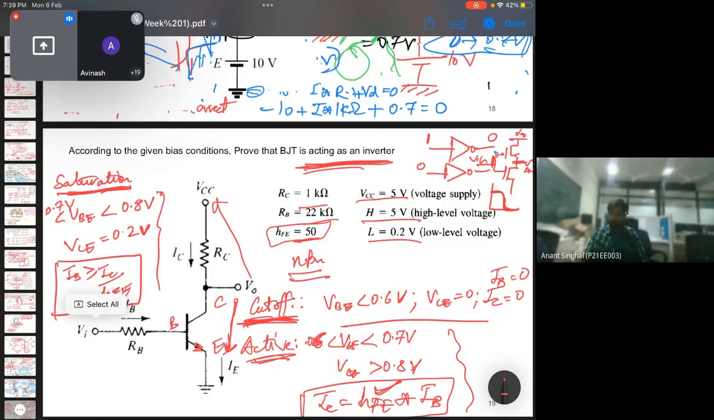These are the values for silicon, like 0.7 and 0.6, so these values are standard only for silicon. We are just taking a particular case to prove that this circuit works as an inverter for a certain bias condition. We have been given some values, so we'll use them to prove that a BJT can act as an inverter. These are not standard equations. Yeah, this and this are standard equations.